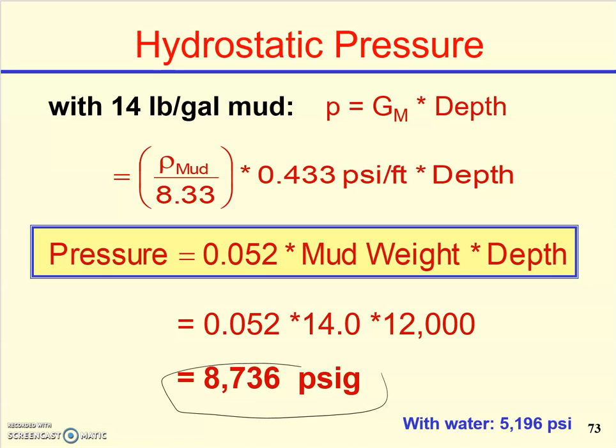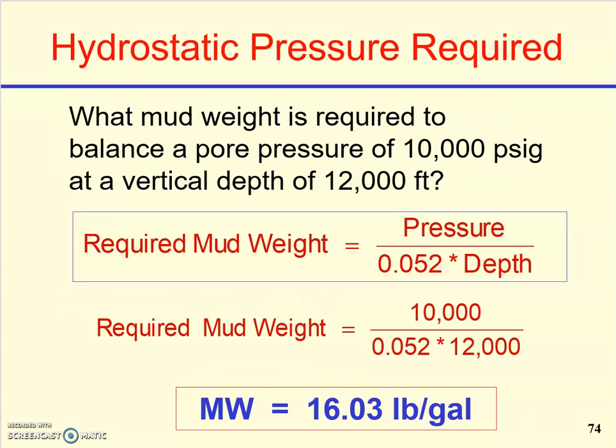Specifically for water, if you multiply 0.052 by 8.33, that's going to give you 0.433 psi per foot. So that's going to give you the pressure gradient, right? So that's the equation that we discussed.